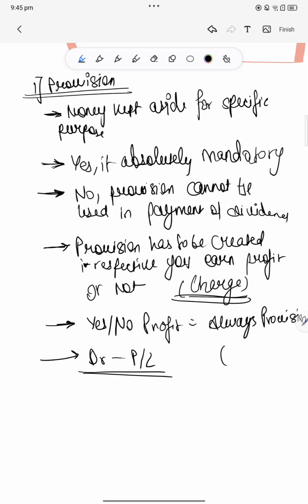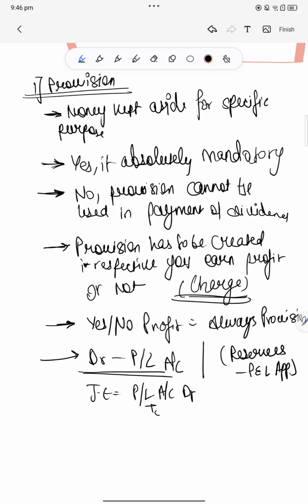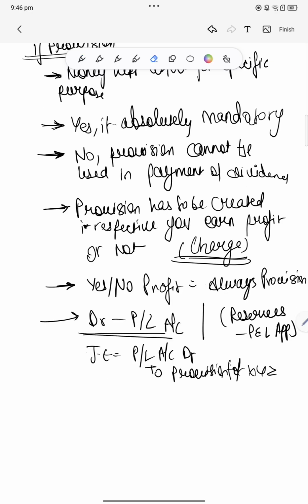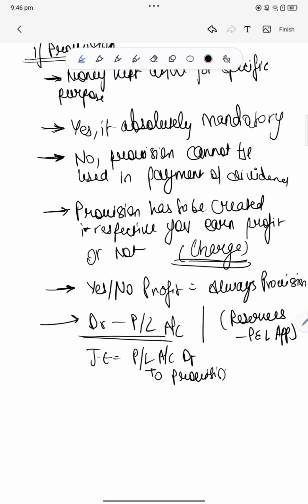In reserves, if you remember, it was the P&L appropriation account. But here in provision, we will have the P&L account. Okay, so the journal entry goes like this: P&L account debit to provision for XYZ, whatsoever the purpose is.